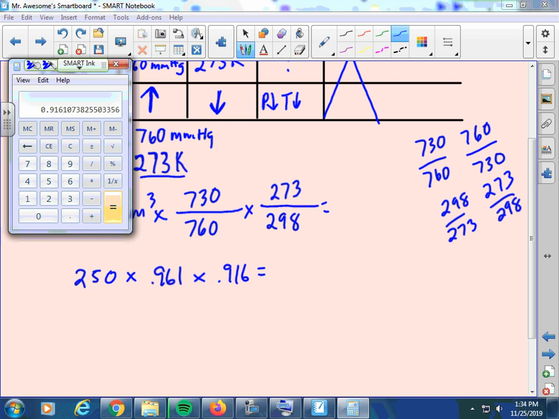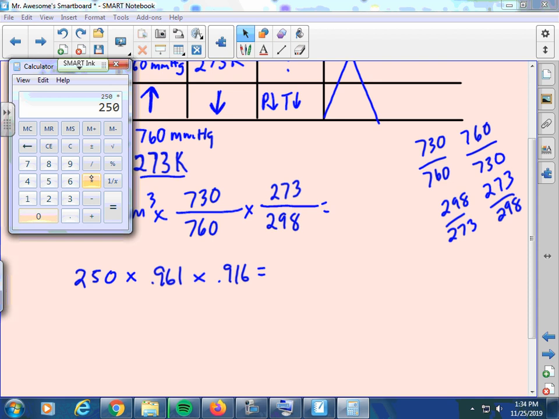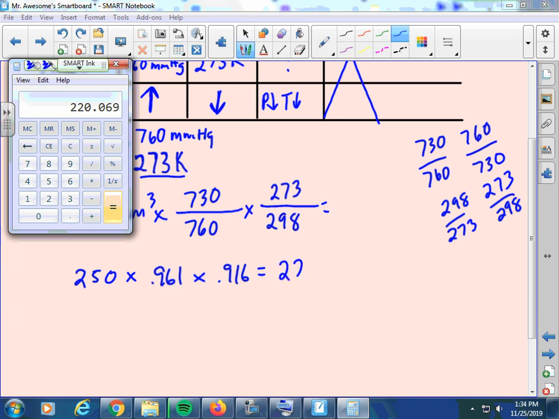So now I just multiply all of them. So 250 times 0.961 is that, times 0.916 is that, 220. And we are talking about volume in cubic centimeters, I believe, right? So there's your answer. So that's a different method, the factor method, just looking at the relationships, looking at the ratios, changing everything the same. All right.